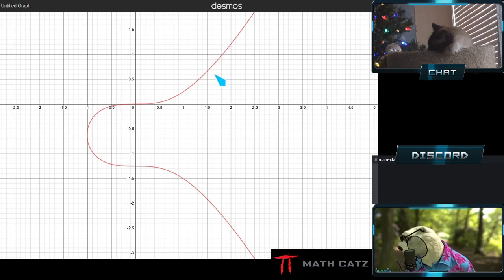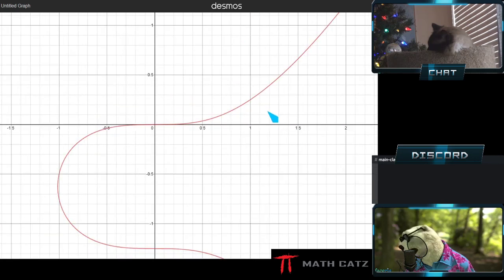Let's wrap it up by picking a point. What do I like here? Maybe a 1. That looks pretty good. At x equal to 1, I don't know what the y value is. Off the graph, it looks to be 0.25, but I can't be sure. But there is a slope. Good there. I like it.